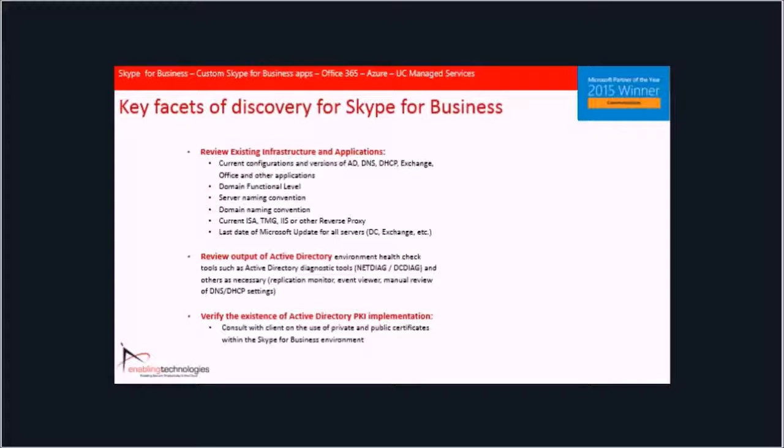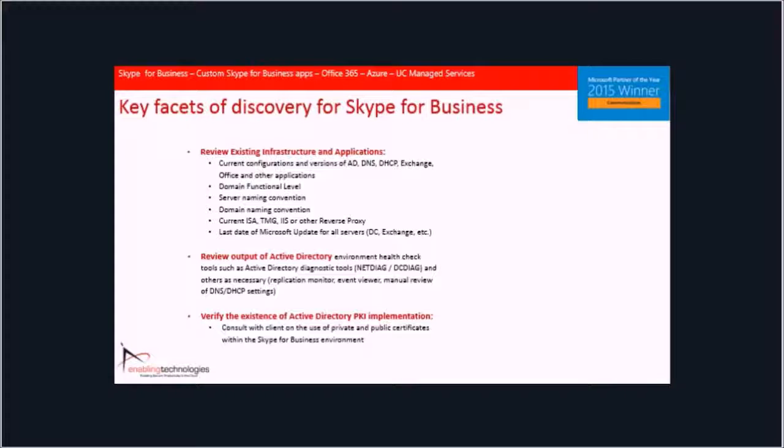Make sure as well that you review your existing infrastructure and applications. Whoever your partner is in this journey with Skype for Business, they should be providing you with a robust list of prerequisites that would tell you what's required as far as your versioning and configurations of AD, DNS, DHCP, and so on and so forth. Make sure that those are up to snuff. Domain functional level rarely comes up as an issue, but occasionally it can, so make sure that you're at an appropriate functional level on the domain.